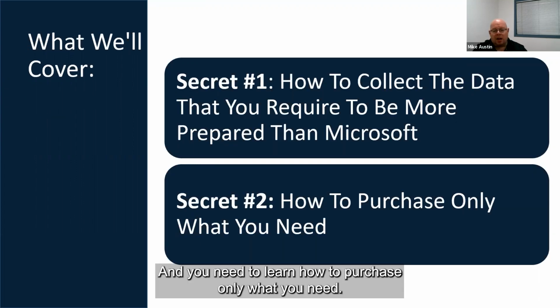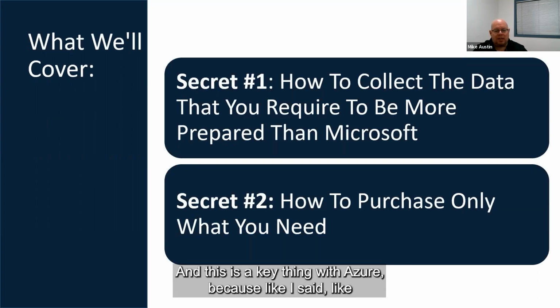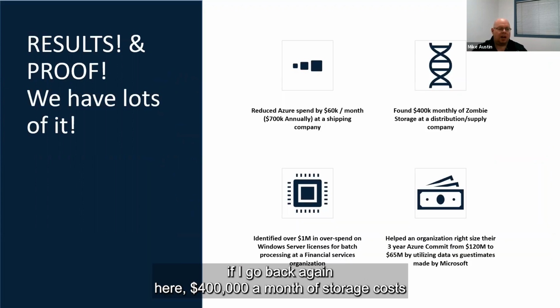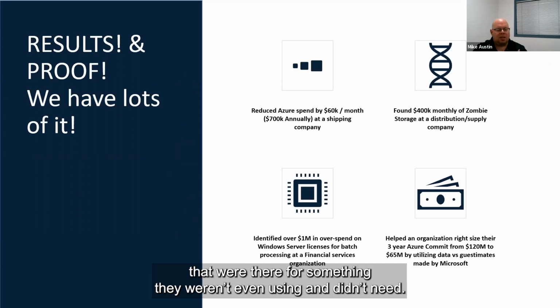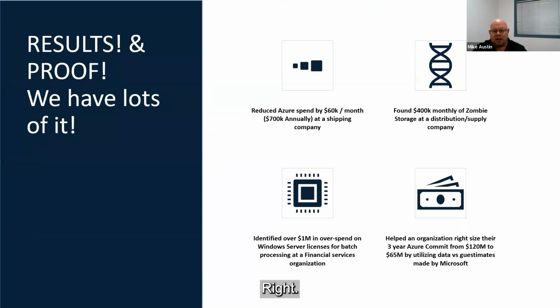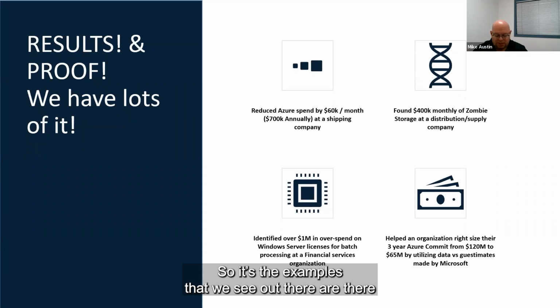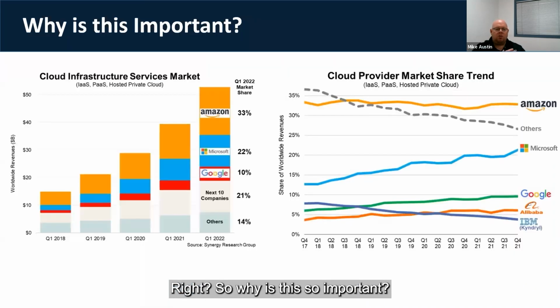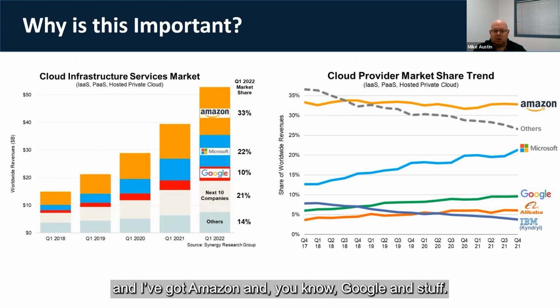Right. And you need to learn how to purchase only what you need. This is a key thing with Azure, because like I said, if I go back again here, $400,000 a month of storage costs were there for something they weren't even using and didn't need. Right. So the examples that we see out there are there. Right. So why is this so important? Okay. So I know this is a talk about Azure, and I've got Amazon and Google and stuff.